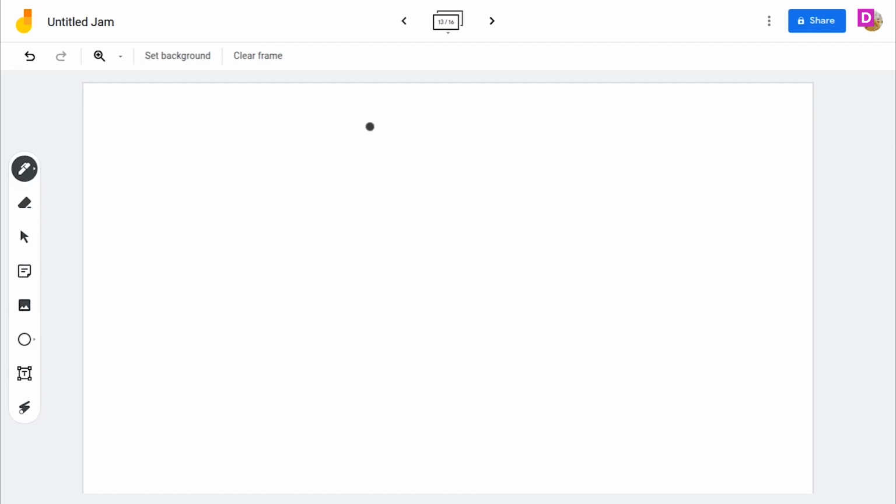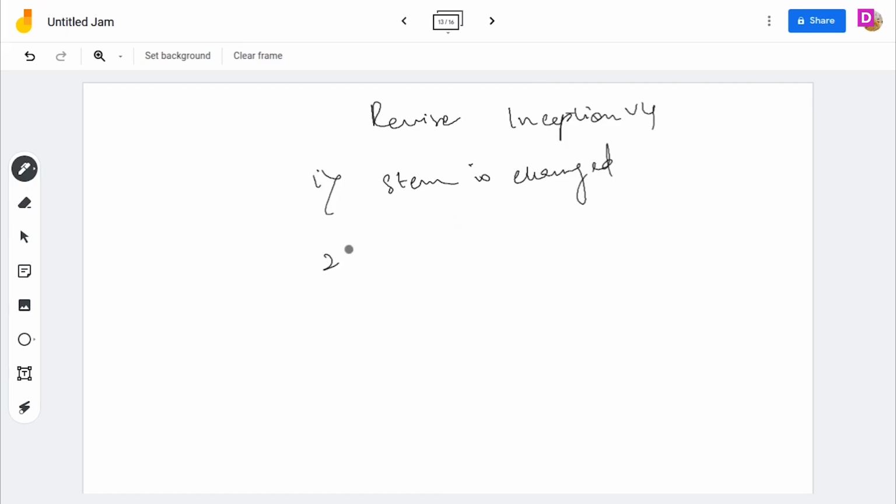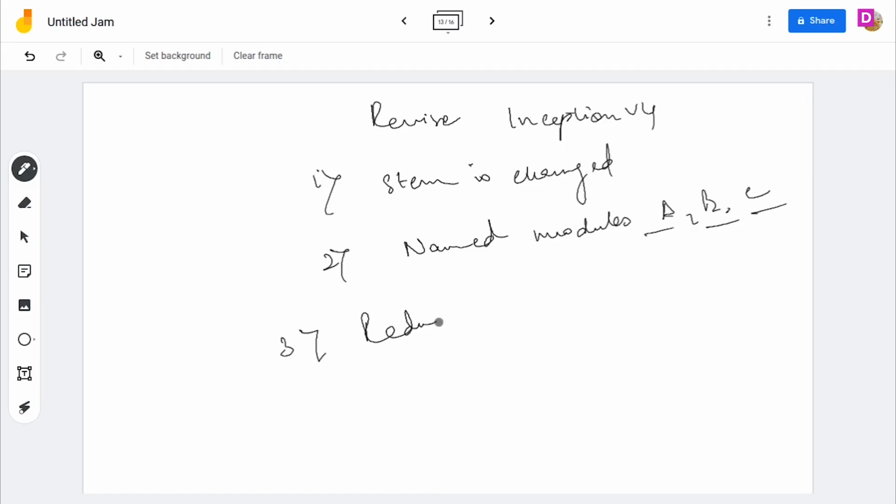Okay, so now first, before we go into Inception ResNet, let us just revise very fast what we have learnt about Inception v4 so far. The first thing is the stem is changed. The stem is no longer how it was there in v2 and v3, it has changed. The next thing is they have finally named modules like A, B and C. So inception module A, inception module B and inception module C. Then the third thing is they have added reduction blocks, block A and block B. Okay, so this is the whole thing about inception V4.